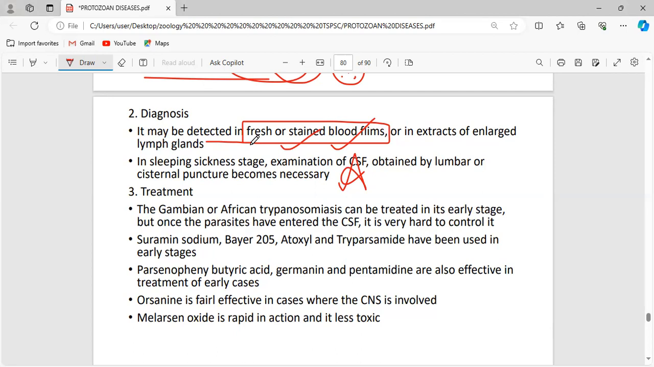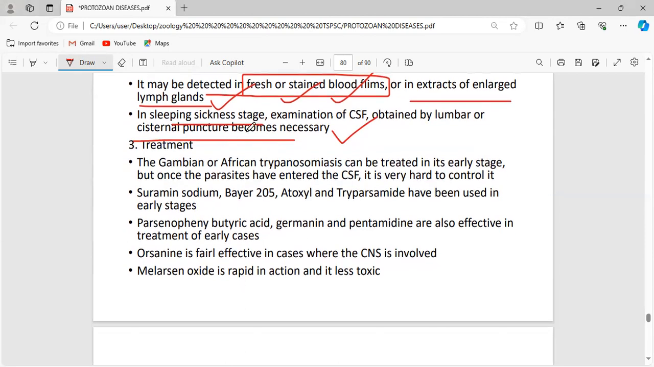Only in the diamond medium can the Entamoeba histolytica be grown. Okay, and based on the nutrients present in that medium, they have named it the diamond medium, where the Entamoeba histolytica will be grown. Clear? Now, extracts of the large lymph glands, as this parasite will be in the bloodstream and the lymph gland, are taken as the source. And in the sleeping sickness stage, examination of CSF obtained by lumbar or cisternal puncture becomes necessary. Okay. Now, treatment: the Gambian or African trypanosomiasis.